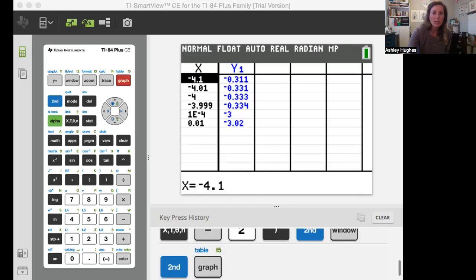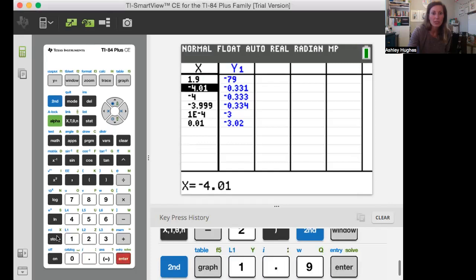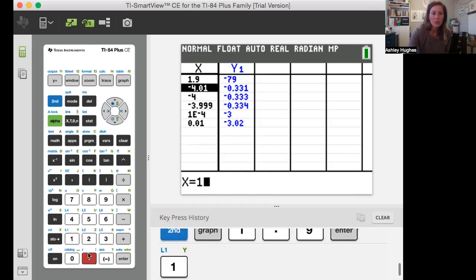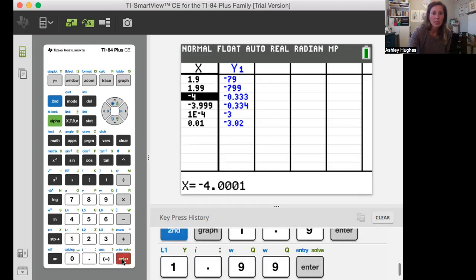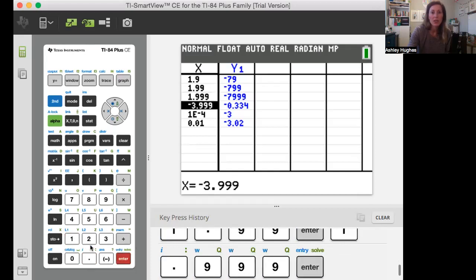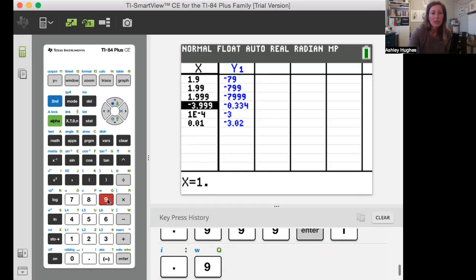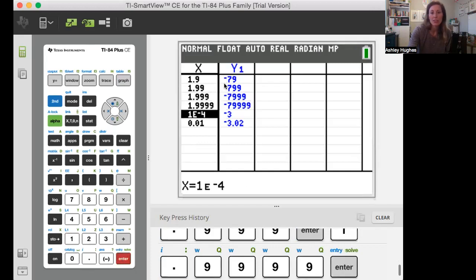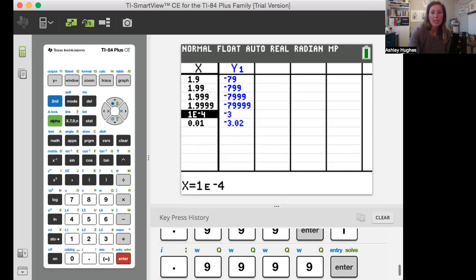So I'm going to type in 1.9. Enter. 1.99. Enter. 1.999. Okay. So what's happening is it's getting to be very, very large, but very large negatively. Okay, so that means that it's approaching negative infinity. So these were all large negative numbers.